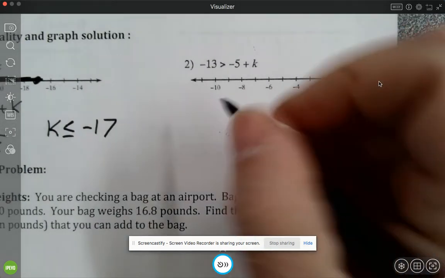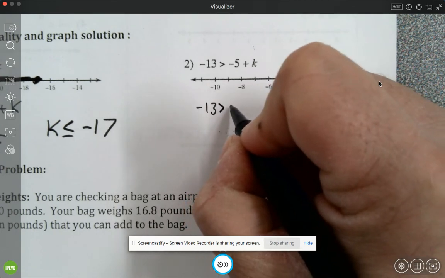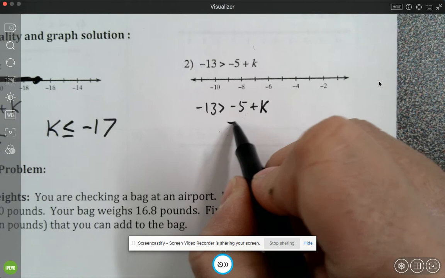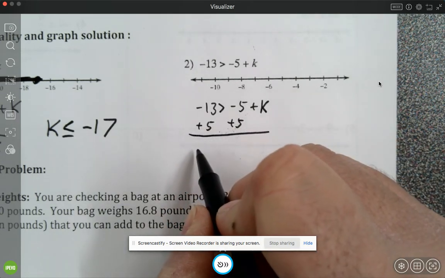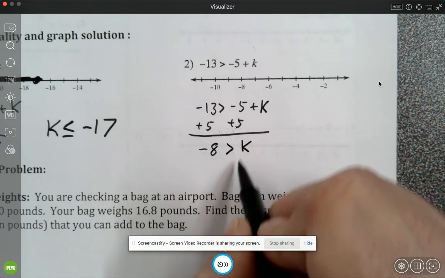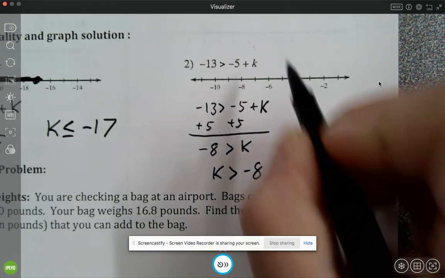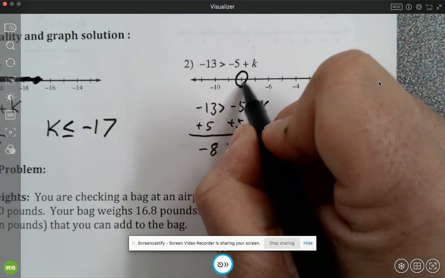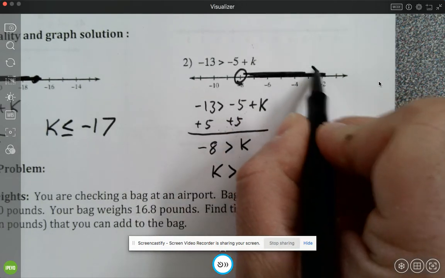Let's look at the next one, number 2. Negative 13 is greater than negative 5 plus k. One step to solve this one. I'm going to add 5 here, add 5 here. Left with negative 8 is greater than k. Or, in other words, k is less than negative 8. So now I go to graph it. I go to negative 8, not a closed dot, but an open dot. Follow the arrow, like if it's x is greater than, and I shade that way.